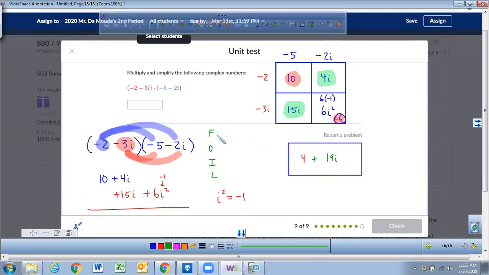We have the first products, the outside products, the inner products, and the last. Allie, which method do you like? You like the FOIL method way or do you like the box way? Which one do you prefer? I like the box better. What about you, Zane? Which one do you like? I like the FOIL method. Josh, what about you? I like the box.